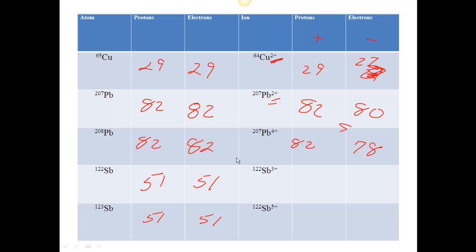How about antimony? Antimony, if I look it up, is number 51. And here I am short, again, all these are positives. I'm short 3 electrons, so I've only got 48 here. And here I'm short 5, which is 46.